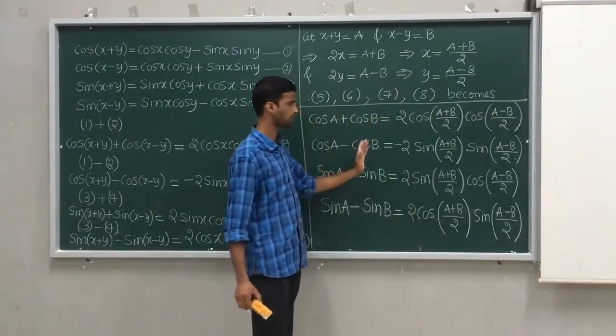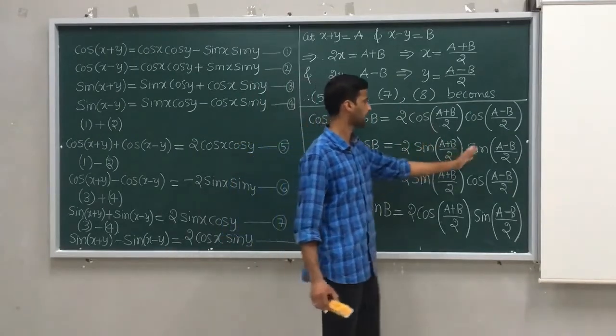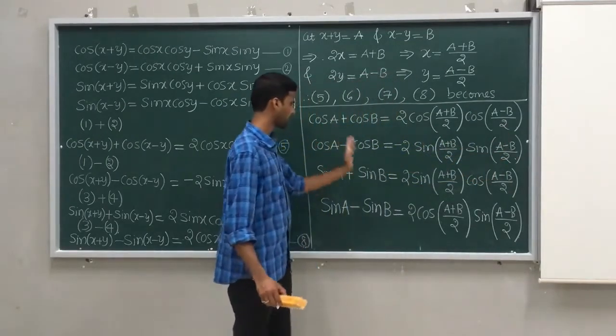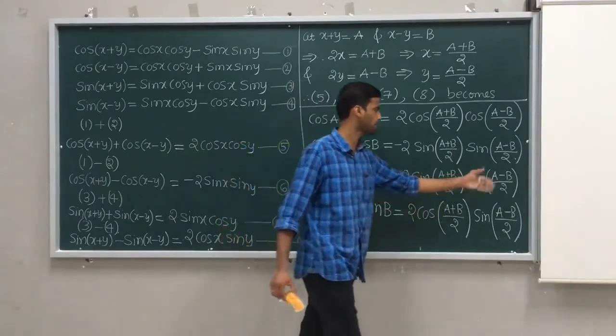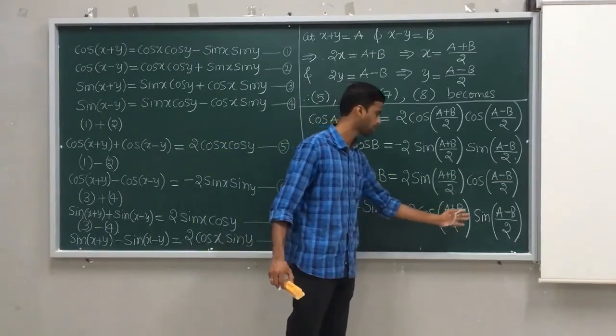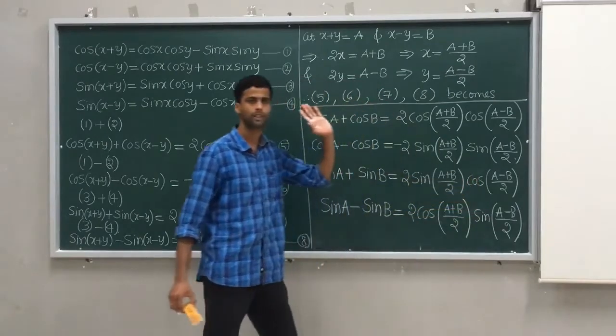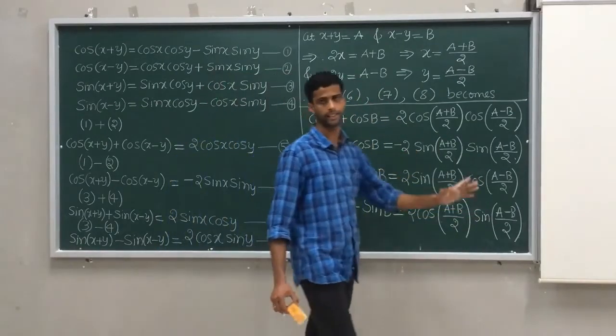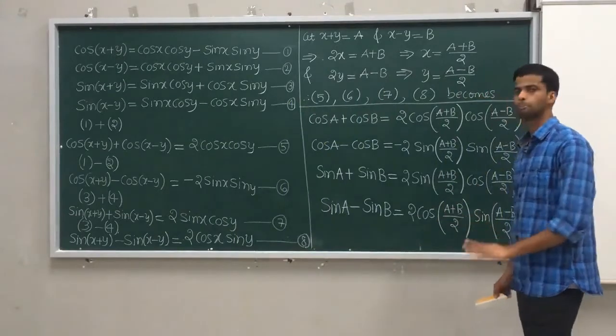Cos a minus cos b is minus 2 times sin (a plus b)/2 sin (a minus b)/2. Sin a plus sin b is 2 sin (a plus b)/2 cos (a minus b)/2. And sin a minus sin b is 2 times cos (a plus b)/2 sin (a minus b)/2. So these are all results of greater importance.